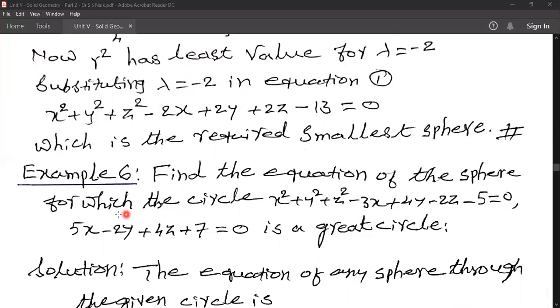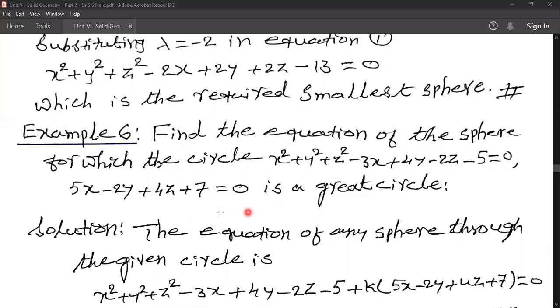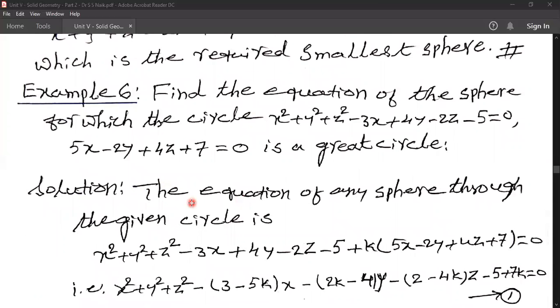Find the equation of the sphere for which the circle x square plus y square plus z squared minus 3x plus 4y minus 2z minus 5 is equal to 0, 5x minus 2y plus 4z plus 7 equal to 0 is a great circle. Again, the same concept is used, only the equation has changed.